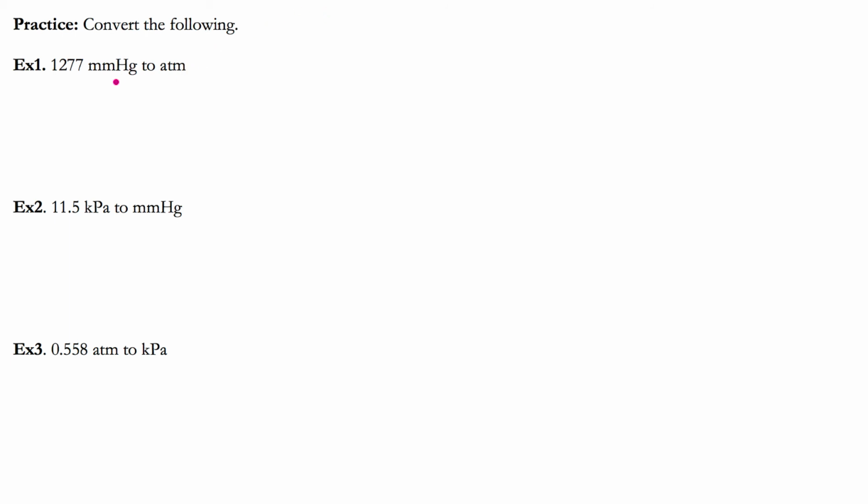So for example 1, it tells me I have 1,277 millimeters of mercury. Okay, and it's asking me to convert this into atmospheres. So I'm going to put millimeters of mercury on bottom, and I'm going to put atmospheres up top. Okay, and based on what I just shared with you, 1 atmosphere is 760 millimeters of mercury. And so what I'm going to do is I'm going to take 1,277 and I'm going to divide by 760, and unrounded I get 1.6803.